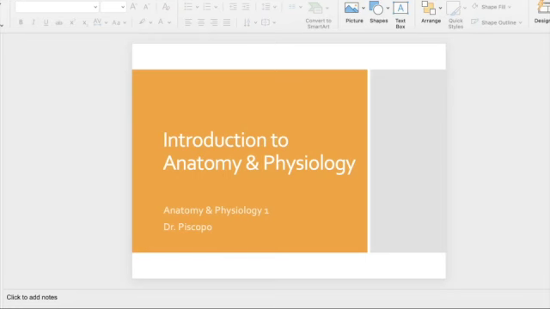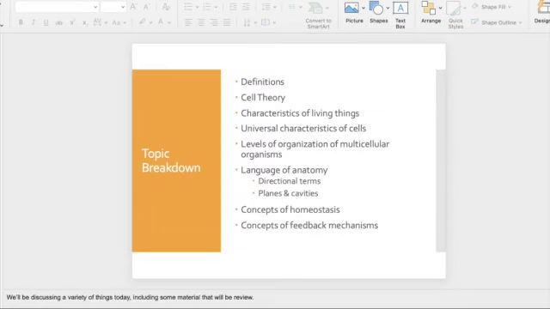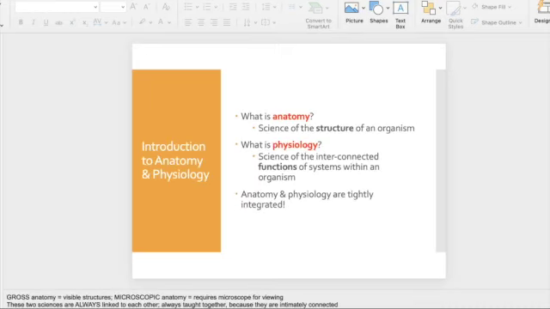Here's the first slide from the lecture. It's just a title slide. And the second slide is just a list of how we break down the topic in the lecture. Once we get to slide number 3, though, we have some important information. You can see that we talk about what anatomy is, what physiology is, and how those two sciences are tightly connected to each other.